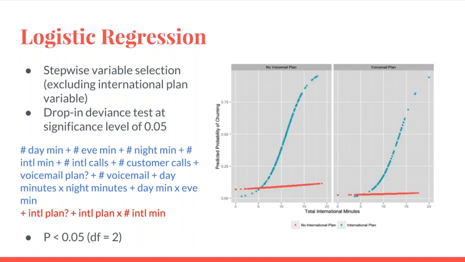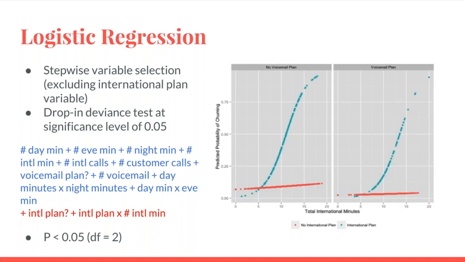After getting the list of all significant variables, we came up with the first model, which includes 8 variables: total day minutes, total evening minutes, total night minutes, total international minutes, total number of international calls, customer calls, voicemail plan, voicemail messages, day minutes versus night minutes, and day minutes versus evening minutes. And in the second model, we add 2 more international plan related variables, which is the dummy variable international plan and the interaction between the international plan and total international minutes.